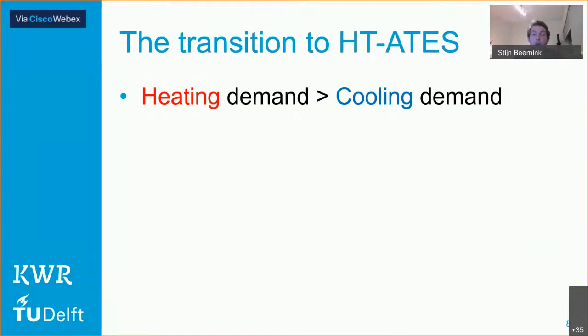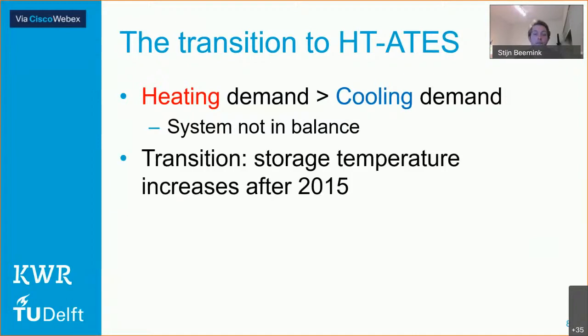The ATES system of Koppert Cress was not always a high temperature ATES system. The system started in 2012 as a normal ATES system, and they found that the heating demand of the system is way larger than the cooling demand. So there was a big imbalance in the ATES system, and they wanted to do something about that. And therefore, they applied for this higher storage temperature, which made it possible to store more heat with the same amount of volume.